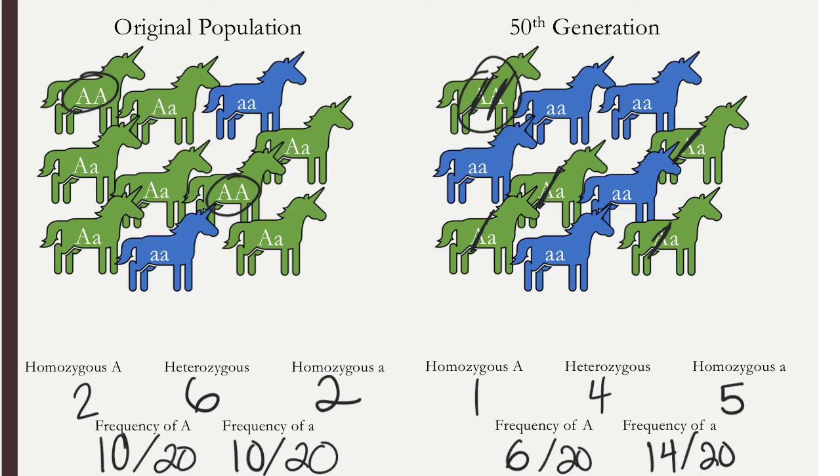Has this population evolved? Did the allele frequency, the types of alleles they had or the number of alleles of each type, change? This population changed. Simple enough?